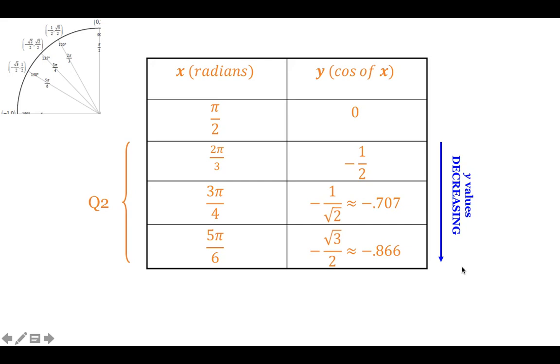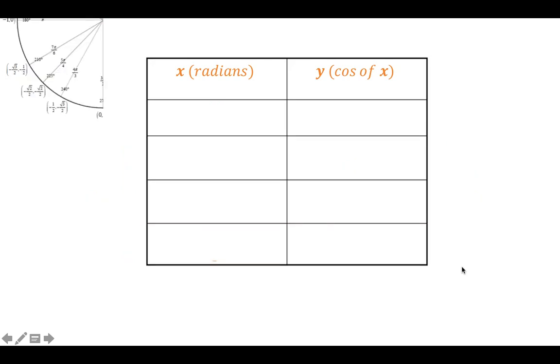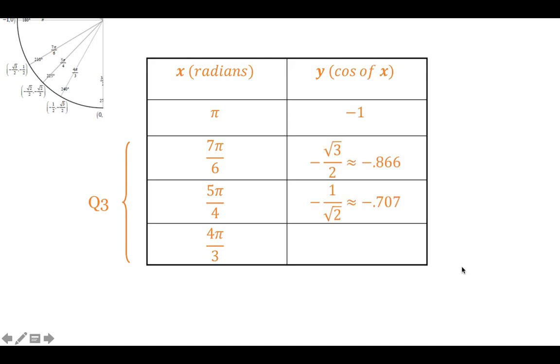What's going to happen in quadrant 3? pi is my boundary angle, then 7 pi over 6, 5 pi over 4, and 4 pi over 3. So when we get to pi, your cosine value is -1. So we went from 1 all the way to -1. And now what are we going to do? Oh, we got bigger. It got bigger again, right? So now it's increasing, right?